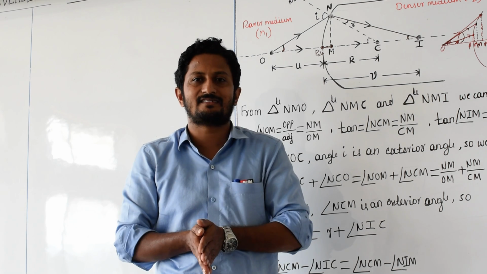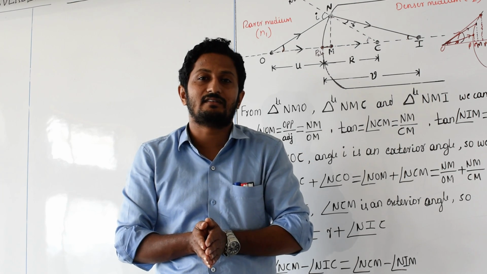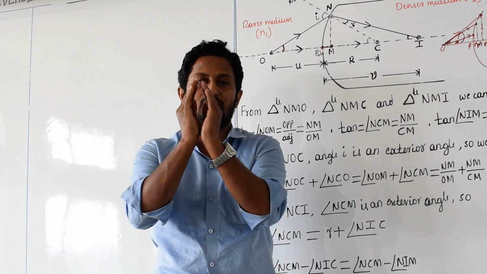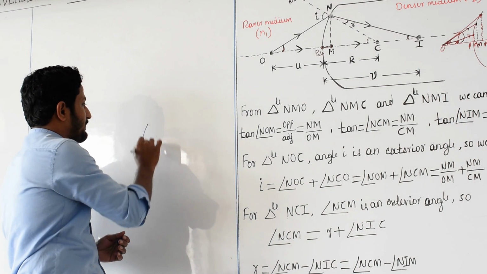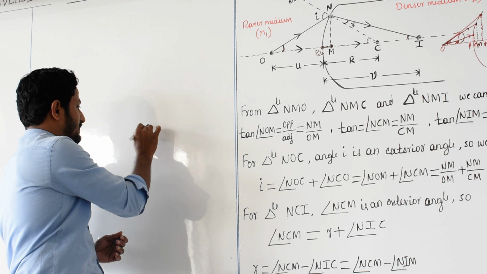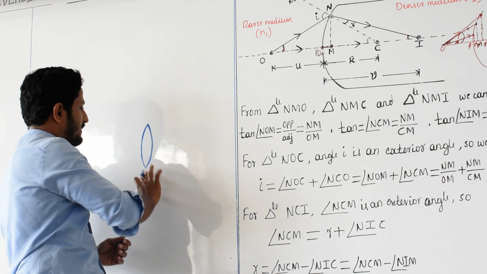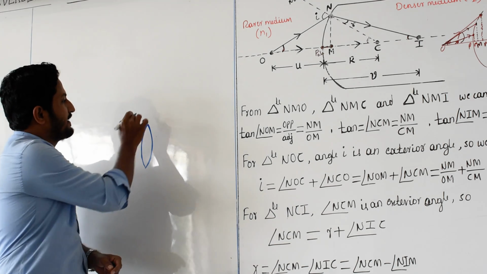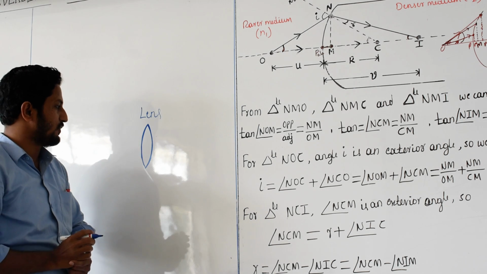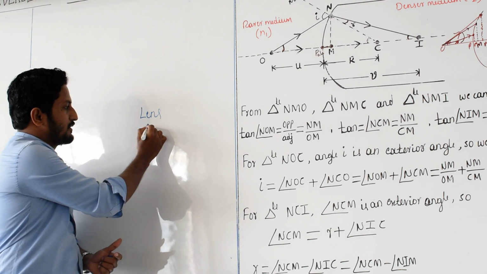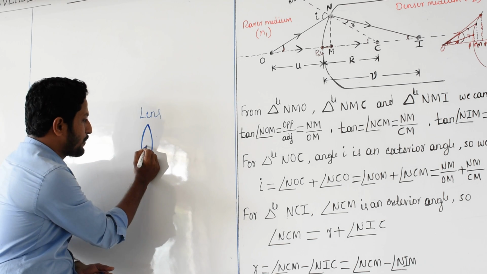If that lens is thick at the middle, thick like this, you see here, it looks like this. Look here, this is the lens. Okay, how is this lens looking here? The geometrical midpoint of that lens we call the optical center.